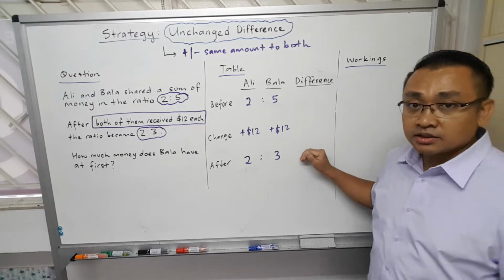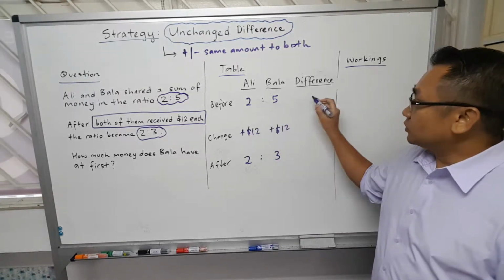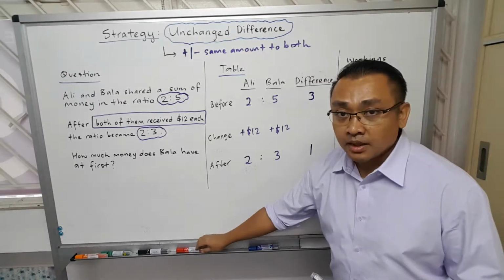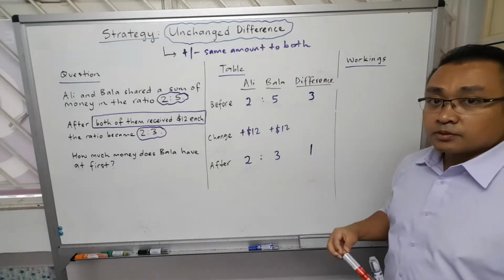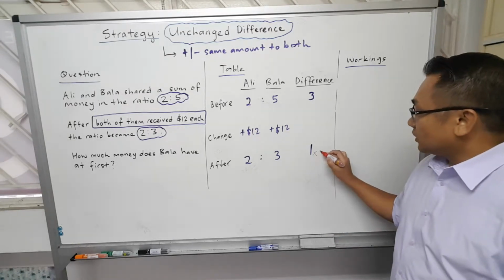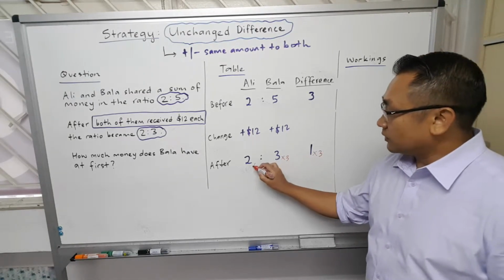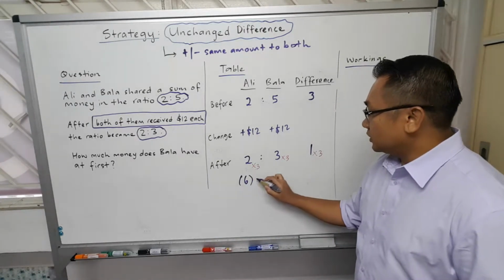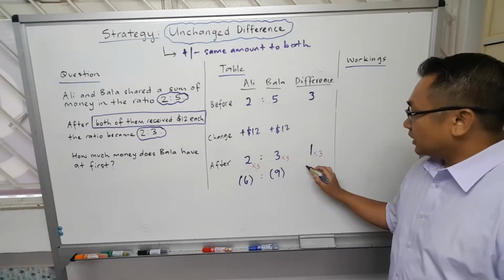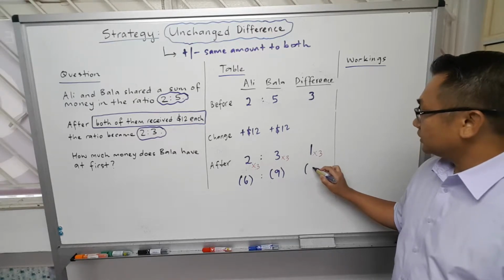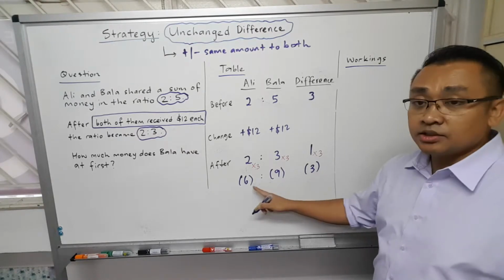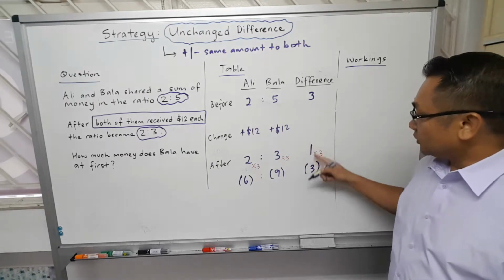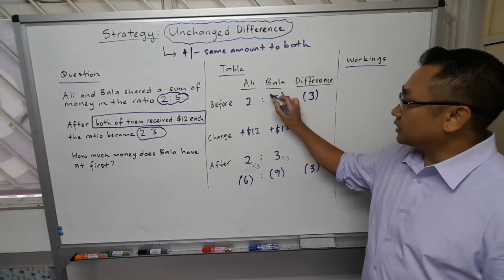Now, let's try to make the difference the same. 5 minus 2 is 3 units. 3 minus 2 is 1 unit. How do we make it the same? For 3 and 1, the lowest common multiple is 3. So I have to times 3 for all my ratio. Then I will get 6 units to 9 units. And now the difference will be 3 units. 9 minus 6 is 3. Here I did not change the other one because it's already 3. So let's just bracket it up.